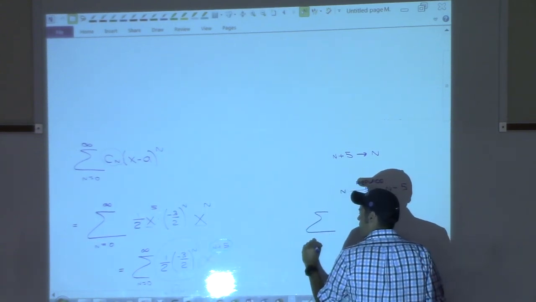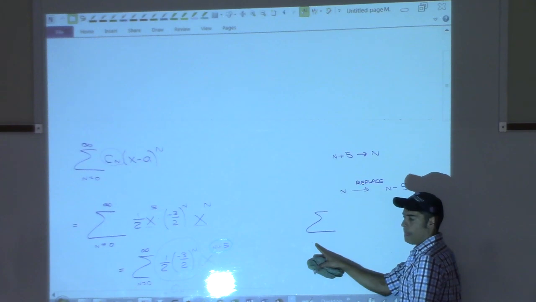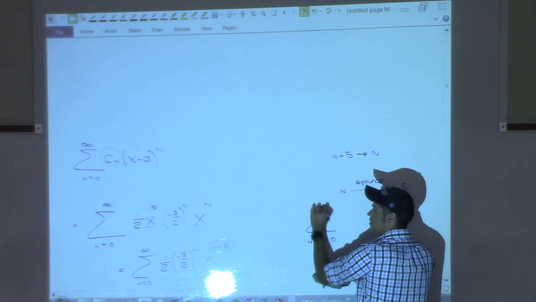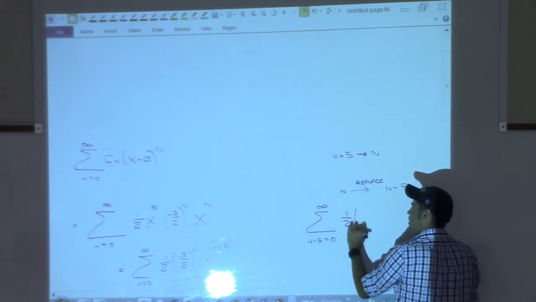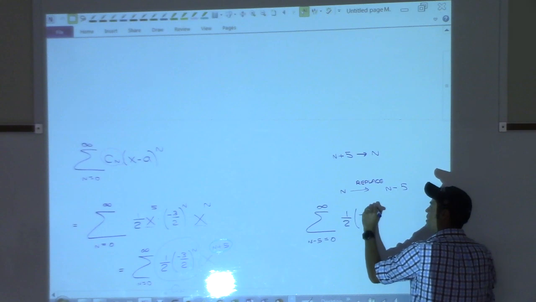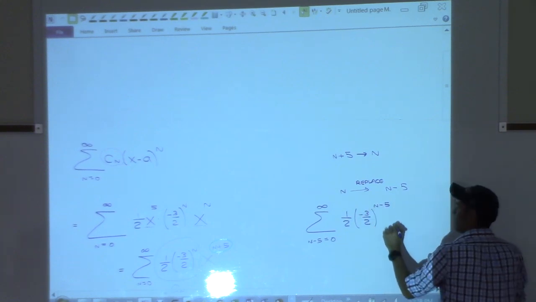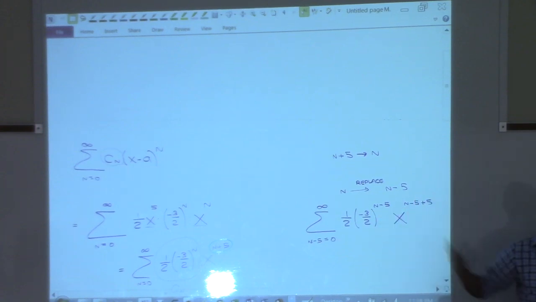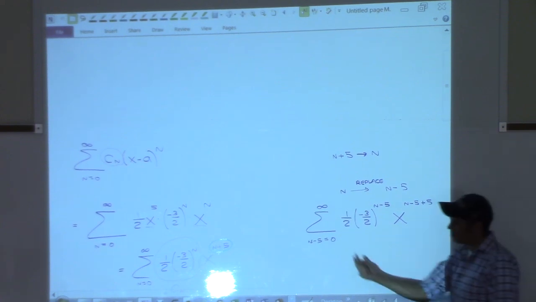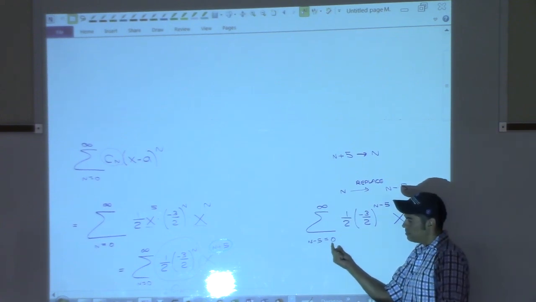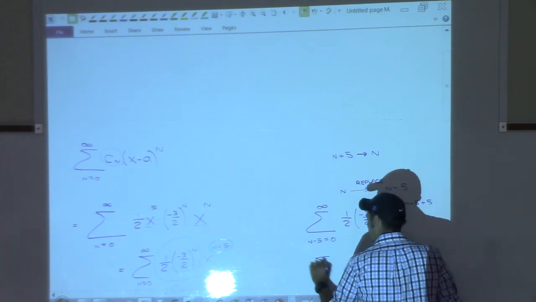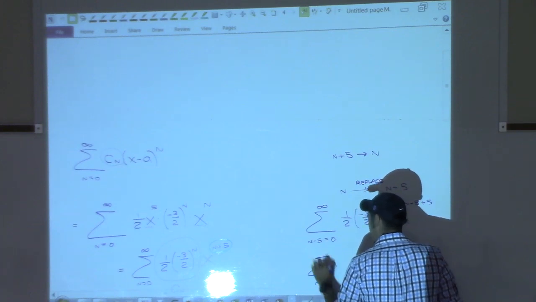I'm going to write the sum, n minus 5 equals 0 to infinity, 1/2 times (-3/2) to the n minus 5, then x to the n minus 5 plus 5. Do y'all agree I've replaced all my n's with n minus 5s? Now let's see what happens here. What's another way you could write that n minus 5 equals 0? n equals 5, just add 5 to both sides of that equation. So the sum, n equals 5 to infinity.